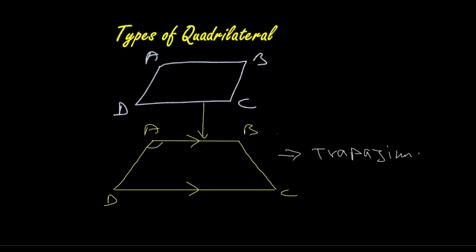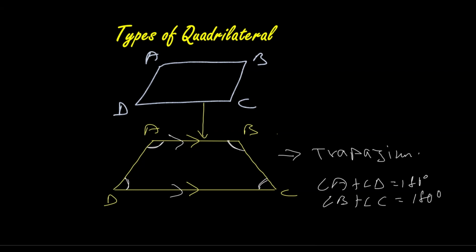So what are its characteristics? It retains the properties of a quadrilateral, so the sum of all angles will be 360 degrees. But what's special? As you can see, these two lines are parallel, and considering AD to be a transversal, using the co-interior angle property, we can say that the sum of these two angles, angle A plus angle D, should be 180 degrees. And so will be for these two: angle B plus angle C should also be equal to 180 degrees. And that's the main characteristic of a trapezium.